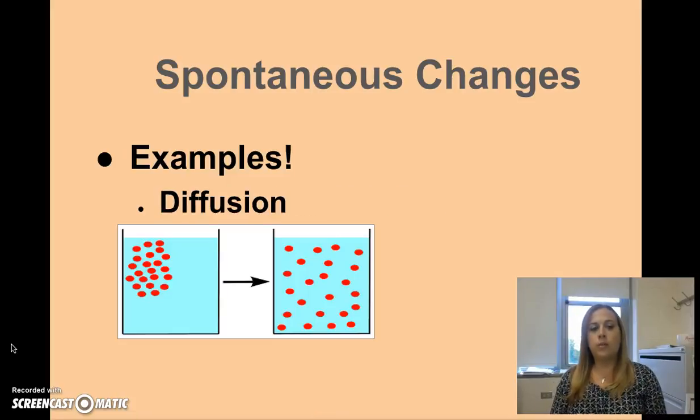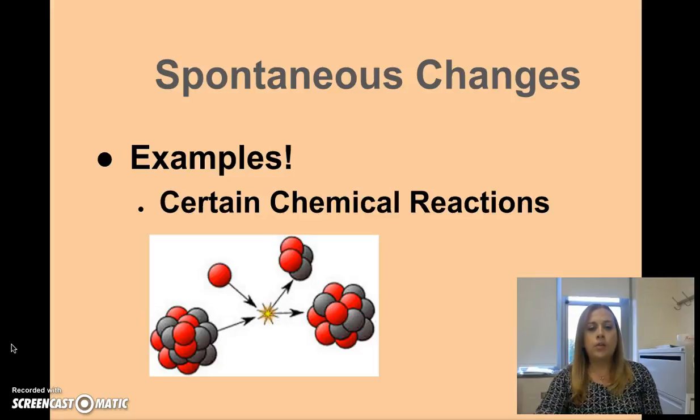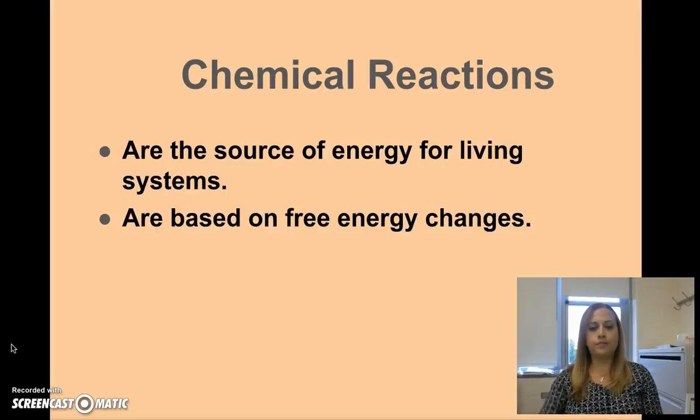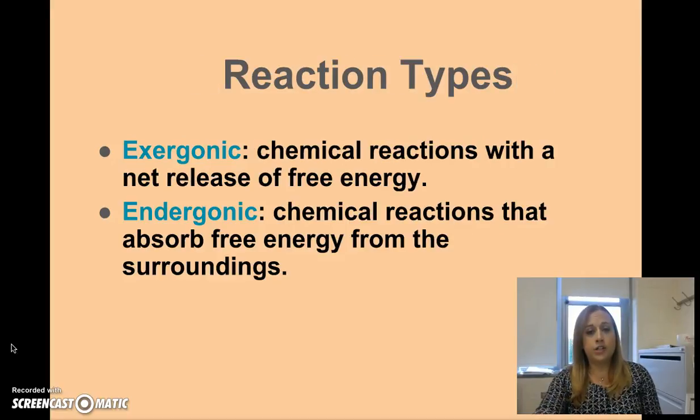diffusion is another one. We talked about this in class a lot, how if you've got a high concentration, molecules want to spread out or diffuse, so go from high concentration to low concentration until they're at equilibrium. And also certain chemical reactions are also spontaneous and will happen on their own. And so that leads into this idea of what are chemical reactions, why are they important? And so they are the source of energy for living systems, and they are based on free energy changes.